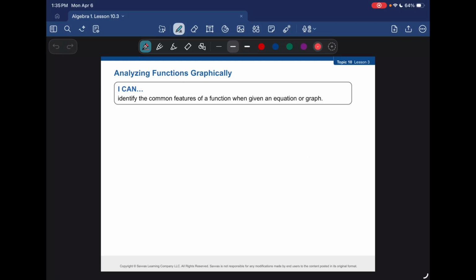Today we're going to work on the Savvas enVision Algebra 1, Topic 10, Lesson 3, Analyzing Functions Graphically. In the previous two lessons we looked at two new functions, the square root function and the cube root function. This lesson will help us go through ways to determine which function a graph is representing.